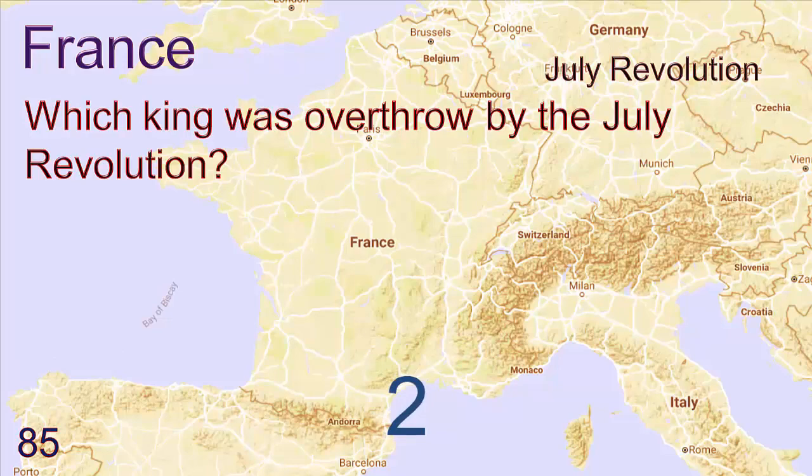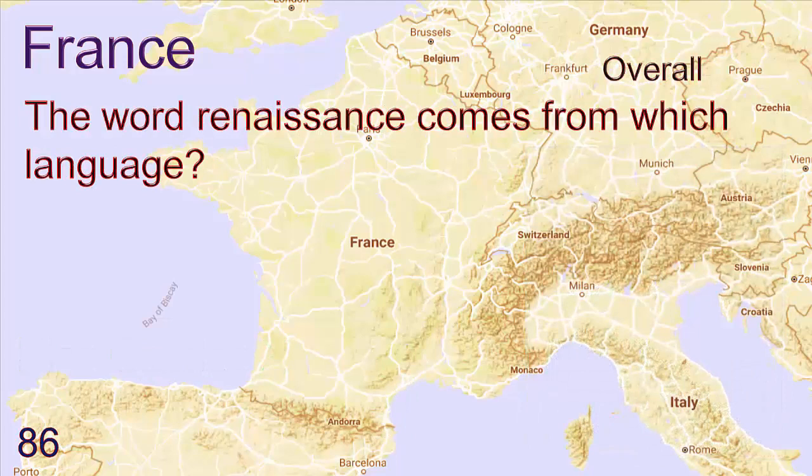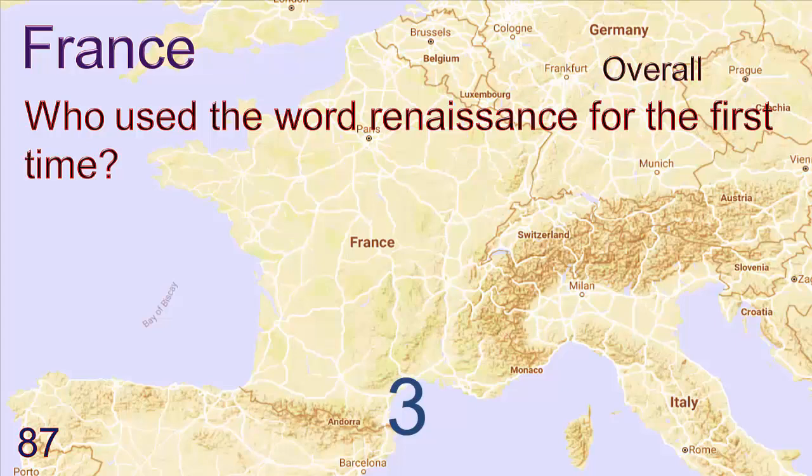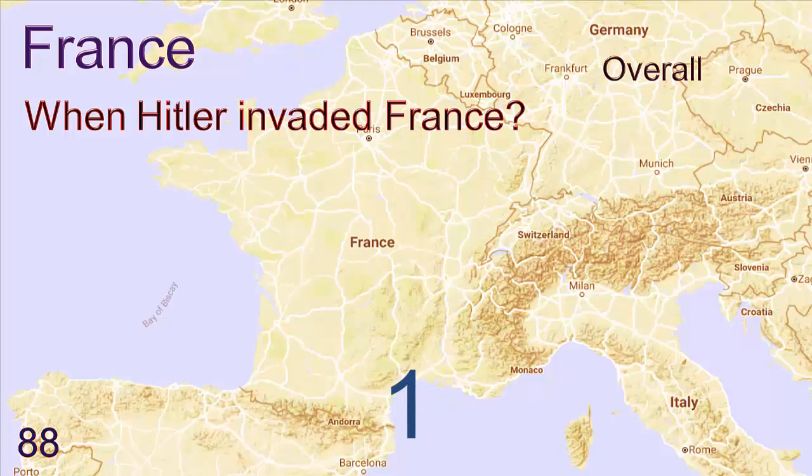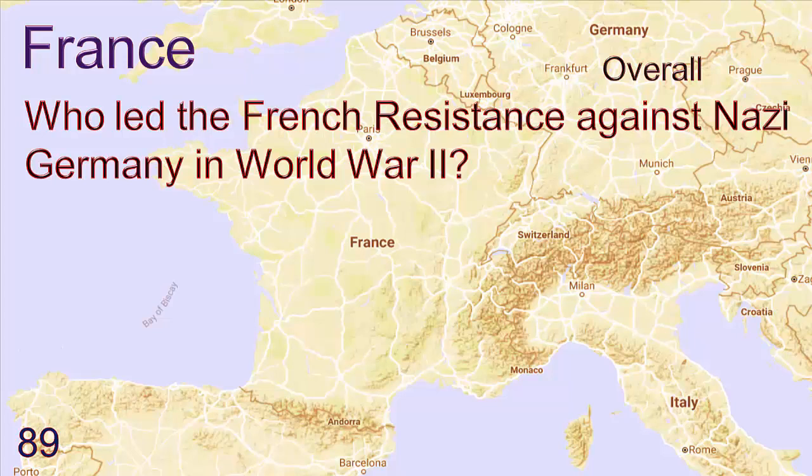Which king was overthrown by the July Revolution? King Charles X. The word Renaissance comes from which language? French. Who used the word Renaissance for the first time? French historian Jules Michelet. When Hitler invaded France? 10 May 1940. Who led the French resistance against Nazi Germany in World War II? Charles de Gaulle.